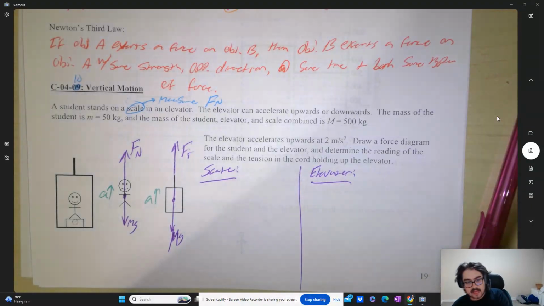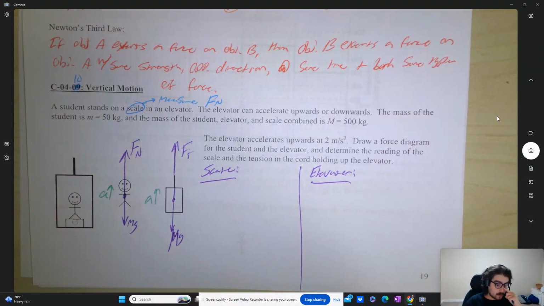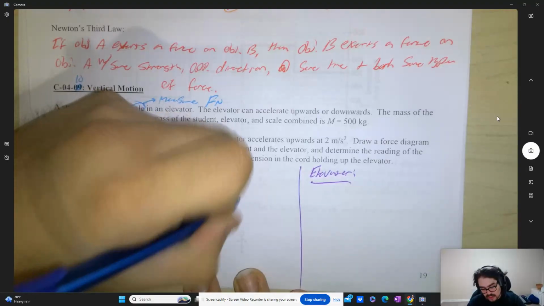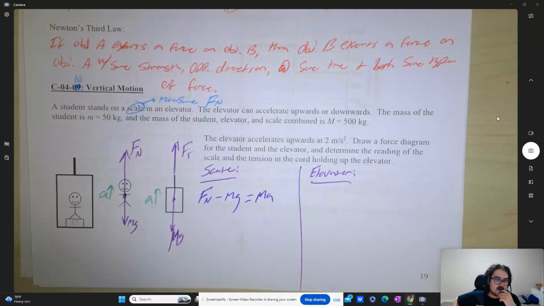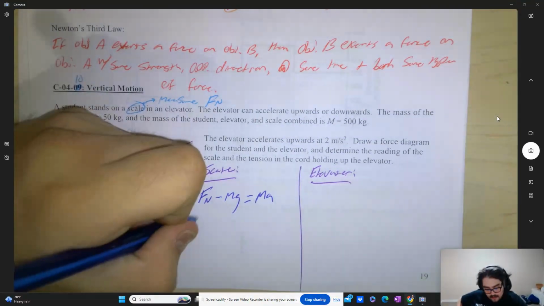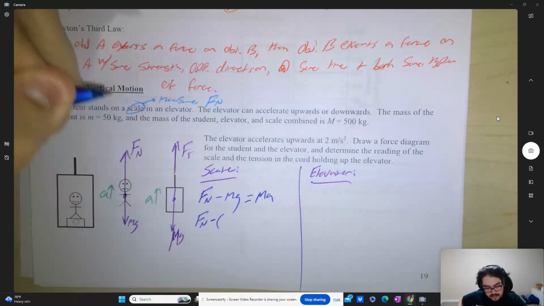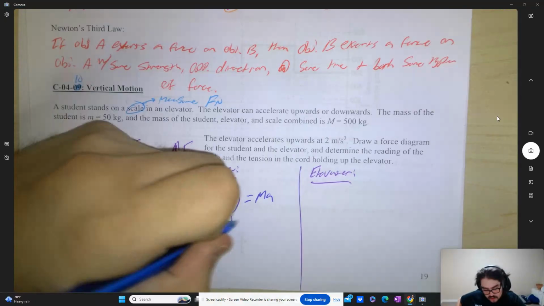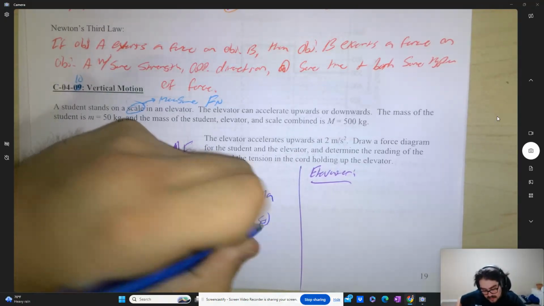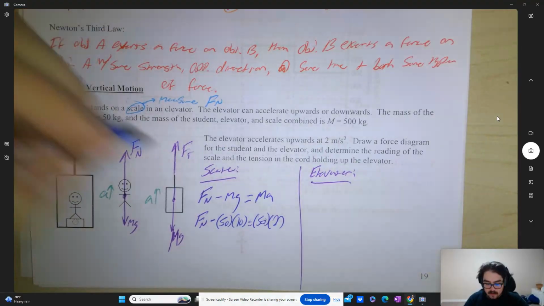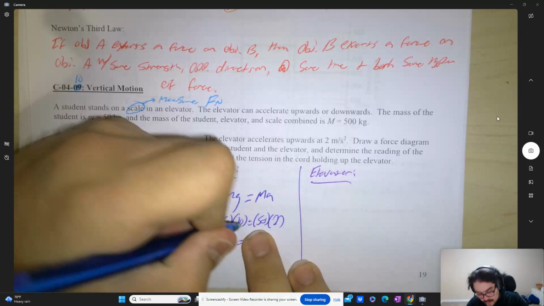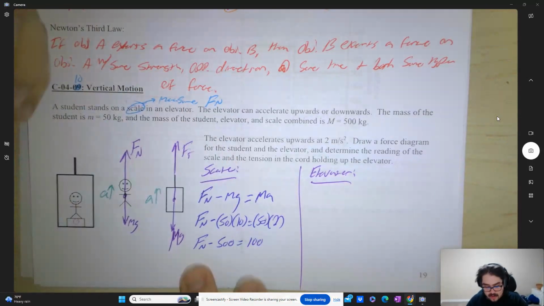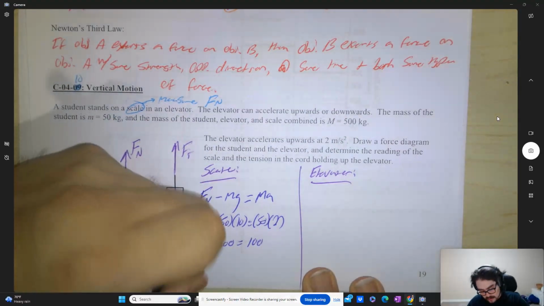So for just the scale, for the student standing on the scale, we should see that there is a net force here, Fn minus mg, and we can set that equal to ma, because net force is equal to ma. Now we have all the values. We just need to plug them all in. The mass of the student is 50. g is 10. And then acceleration is 2. So we plug everything in: Fn minus 500 equals 50 times 2, which is 100. Well, what minus 500 gives me 100? Oh, 600.